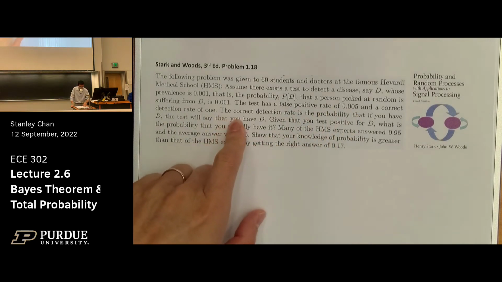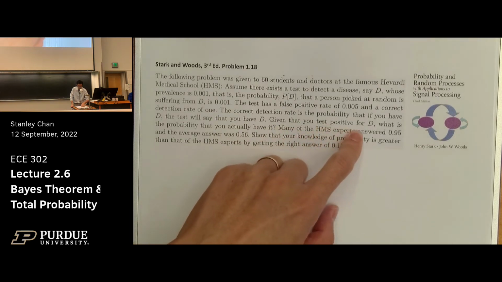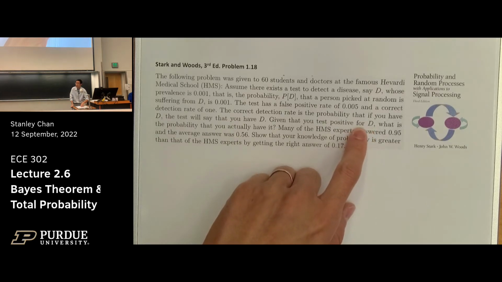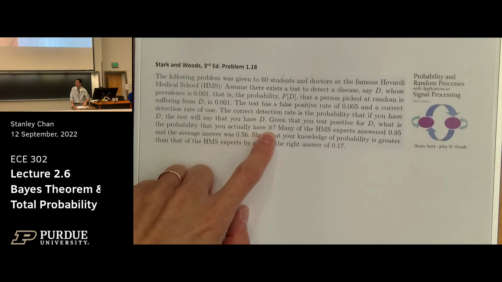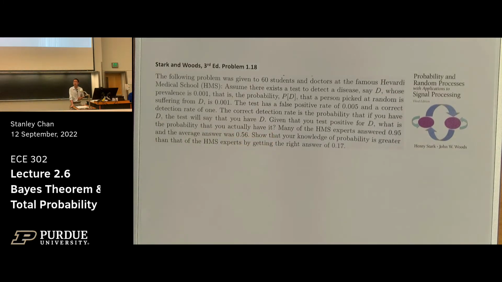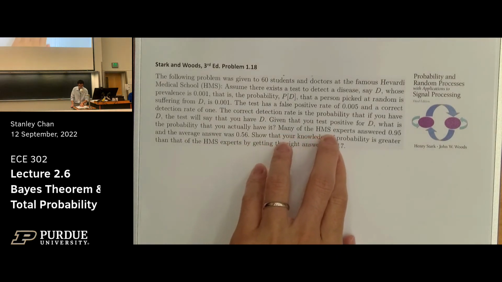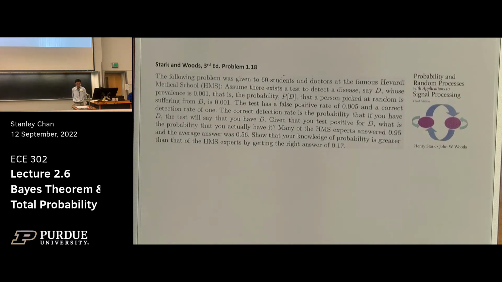Okay, so now given that you test positive for disease D, what is the probability that you actually have it? Many of these famous HMS experts answer that this is 0.95. Okay, all right. So something is wrong.